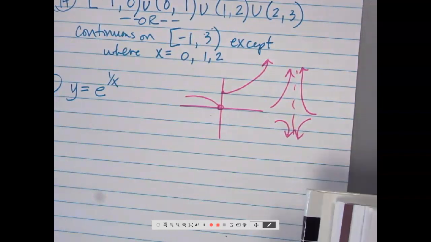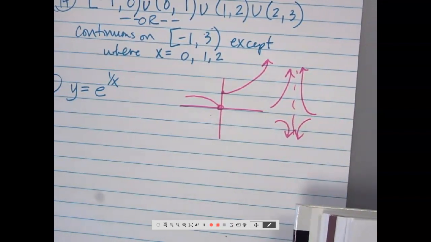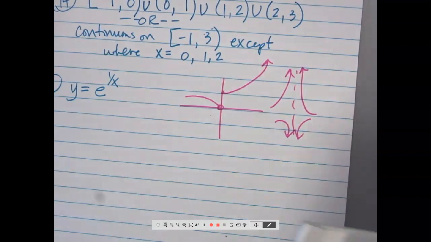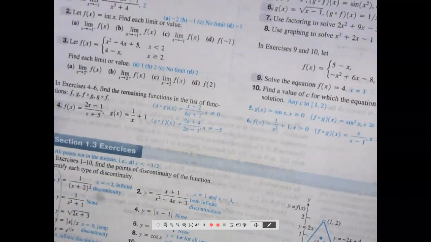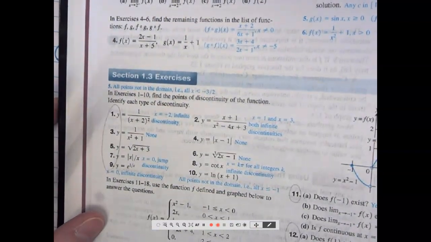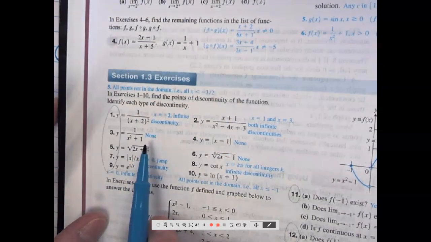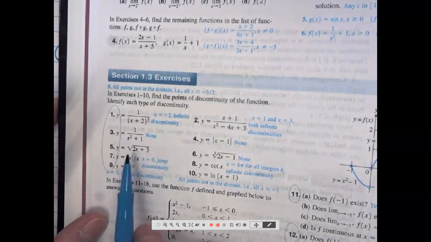Okay, so the answer to number 1 is what we wanted. What was it? 1 through 9 odd. Okay. Answer to 1 is that x equals -2. We have infinite discontinuity. It's another vertical asymptote on that one. Number 3, it's continuous, so there's no point of discontinuity.